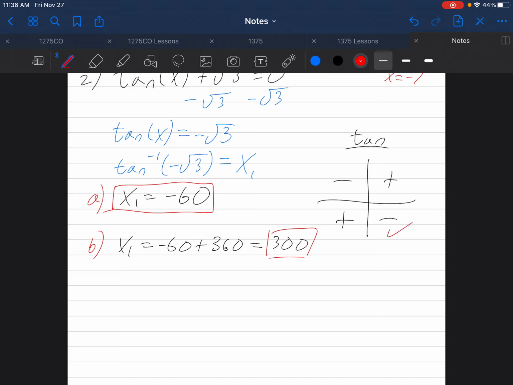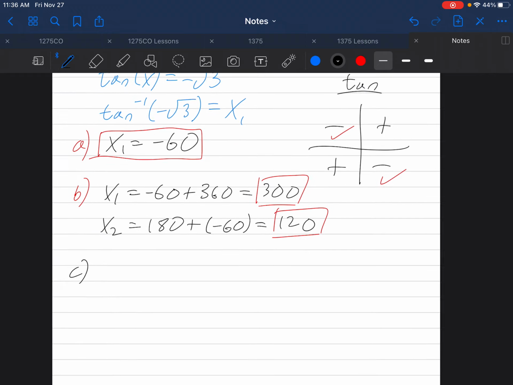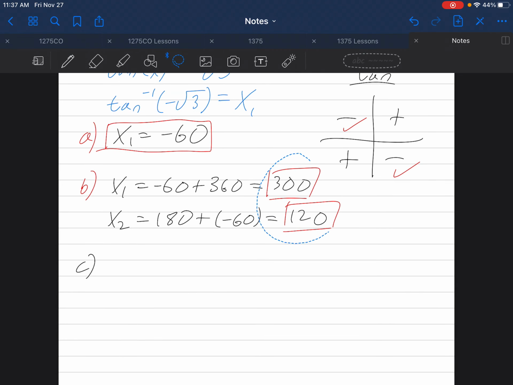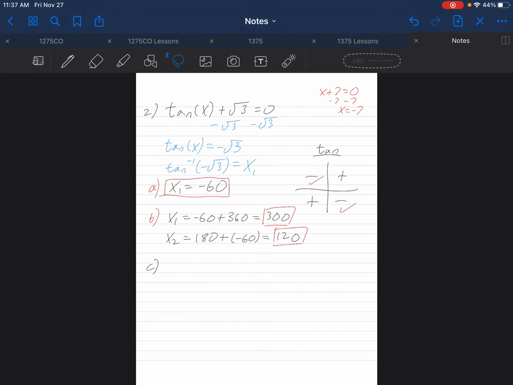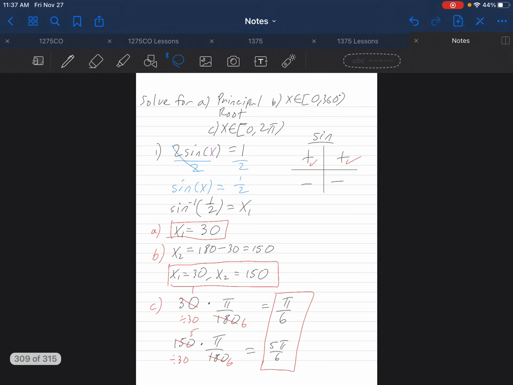Our first answer is in quadrant number 4. That's 300 degrees. In order to find the second answer on a tangent function, we're going to take 180, in this case, plus our first answer, negative 60. And that's equal to 120 degrees, which puts us in the second quadrant. So that's our two answers in degrees, right? Which covers part B.